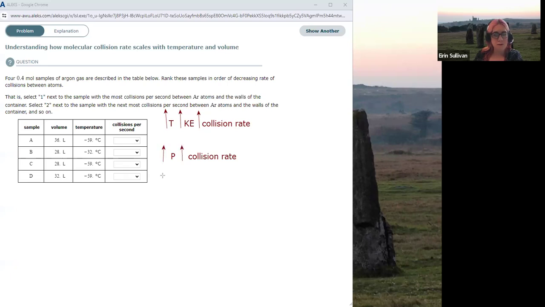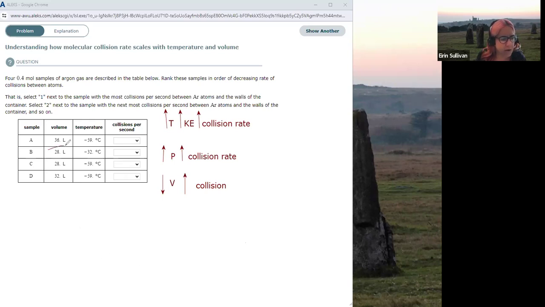Well, if you have a smaller volume, you're going to have a higher pressure because you're squeezing the particles into a smaller area. So a decrease in volume is going to result in an increase in collision rate and vice versa. If you go to a larger volume, then the particles have got more space to move around in, so they're not going to collide as often. So you've got to just look at what you've got and see if you can tease out the answer.